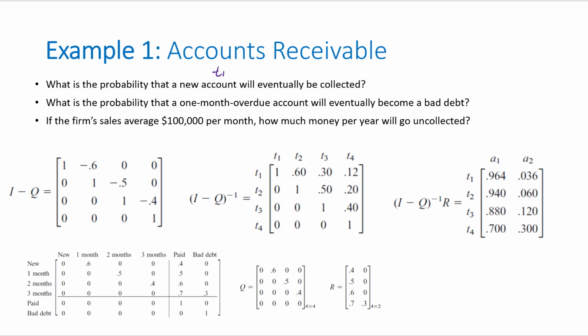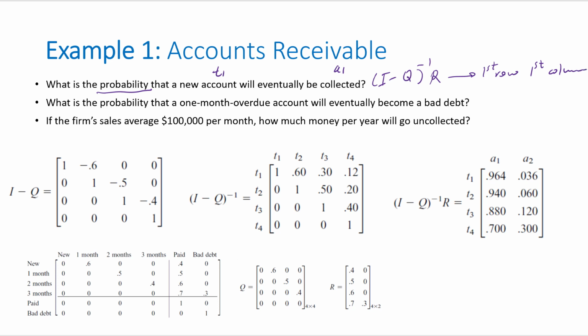T1 will eventually be collected or paid off. That was A1, absorbing state 1. What is the probability? For that, it's asking about a probability of going from a transient state to an absorbing state. For that, we would calculate I minus Q inverse times R, and then we would look at the first row, first column.